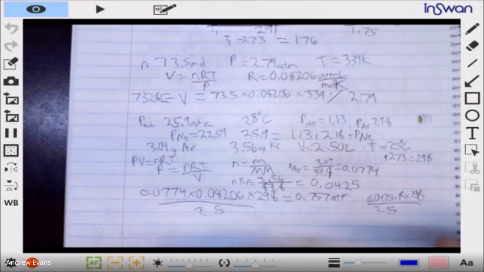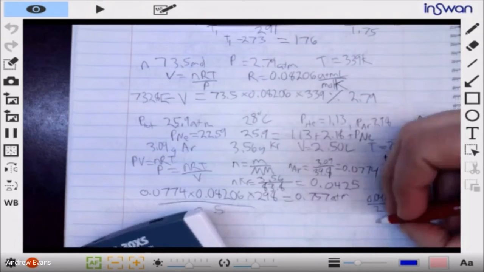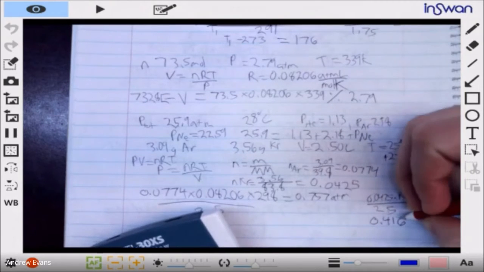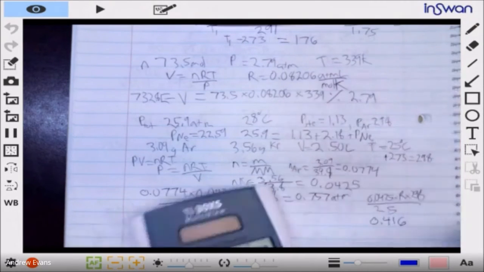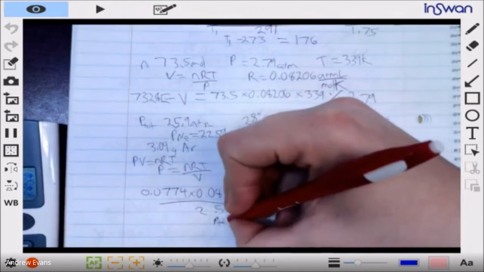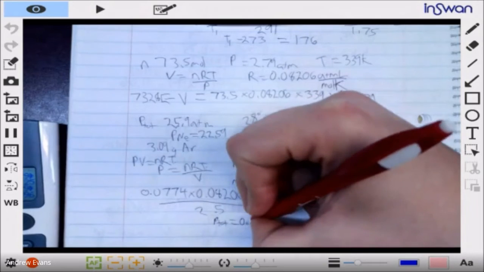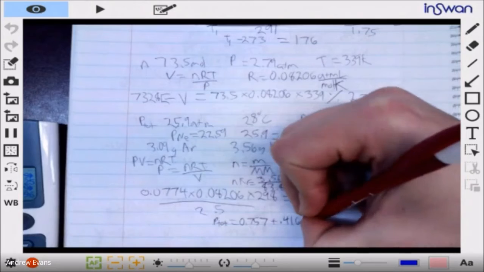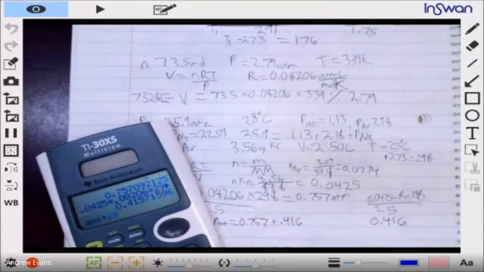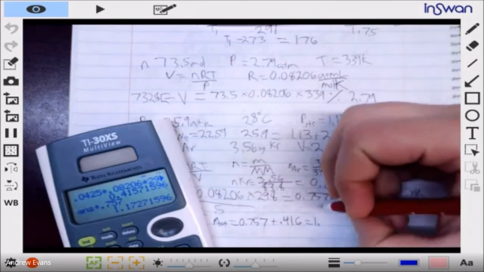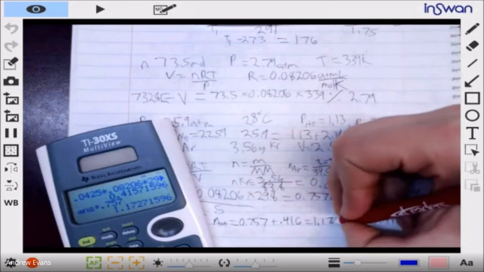And we would have the pressure from the second gas is 0.416. And then the total sum, the total pressure, P total, is just going to be 0.757 plus 0.416, or 1.173.